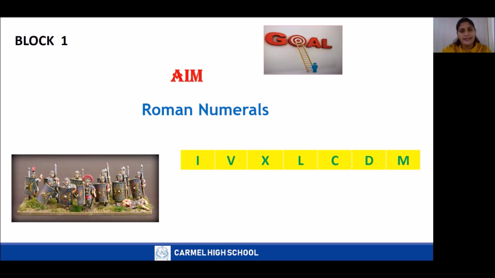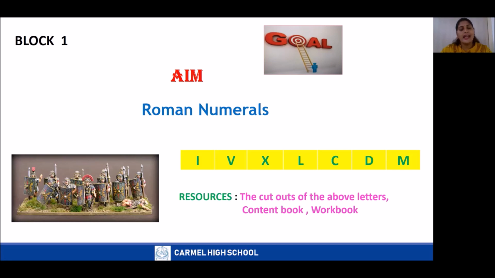Are you ready? In the previous class, I had told you to keep the cutouts ready of these symbols. Are you all ready with it? Yes. Have your cutouts and content book and workbook with you. Right? So let's continue. First, we need to know the values of the symbols. Open your content book, page number 4.